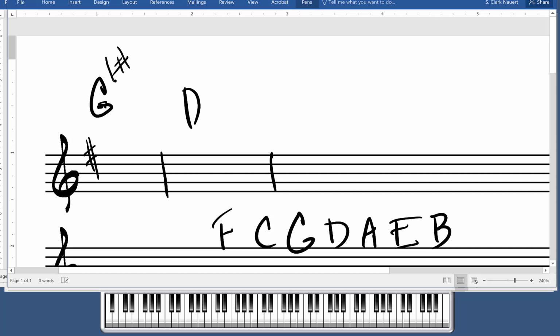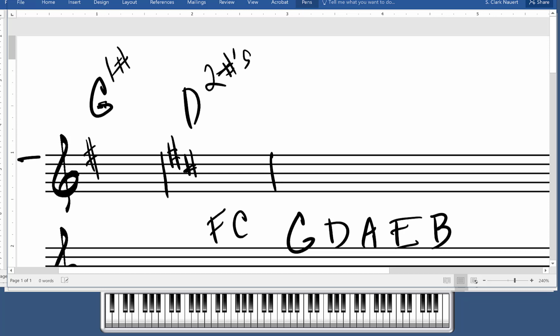1 sharp, 2 sharps. So we will use the first 2 in the Fat Cats Go Down Alleys Eating Bananas order. We'll do F on the 5th line and C on the 3rd space, and that's the key signature for D.